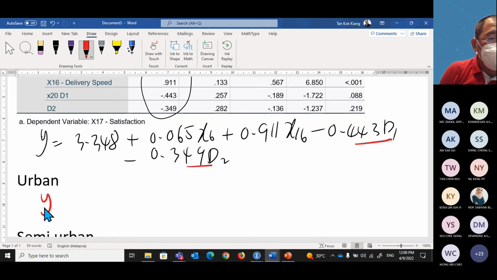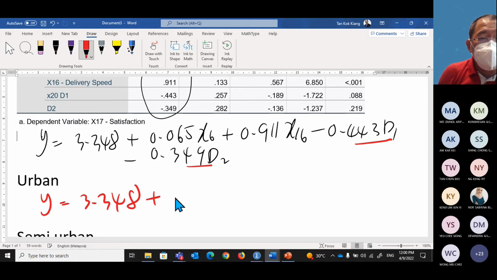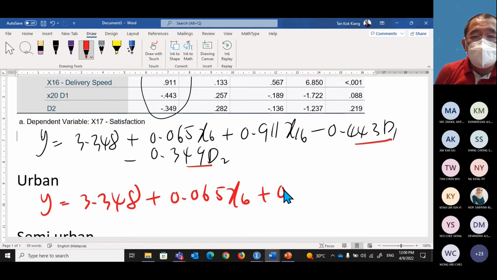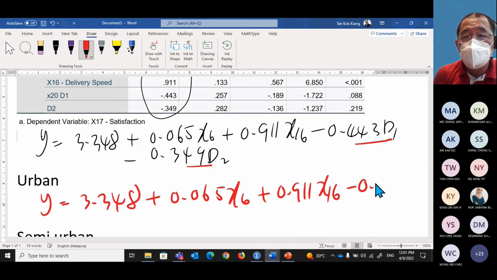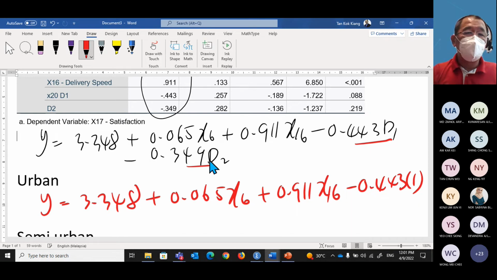Before we get this: 3.348, 0.065 X6, 0.911 X16, and then minus 0.443 D1. We remove the D2 term because D2 is 0. D1 is 1, D2 is 0.